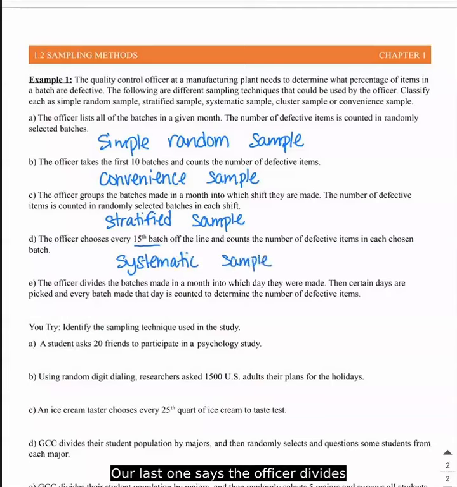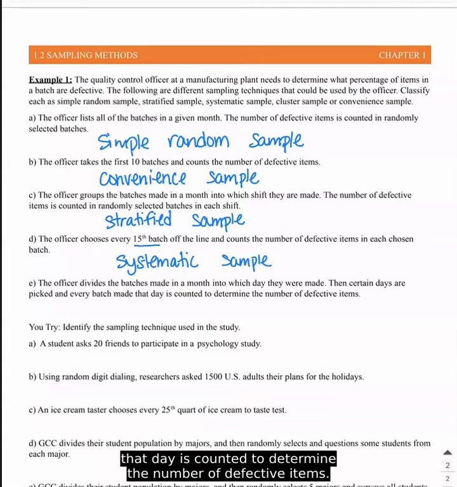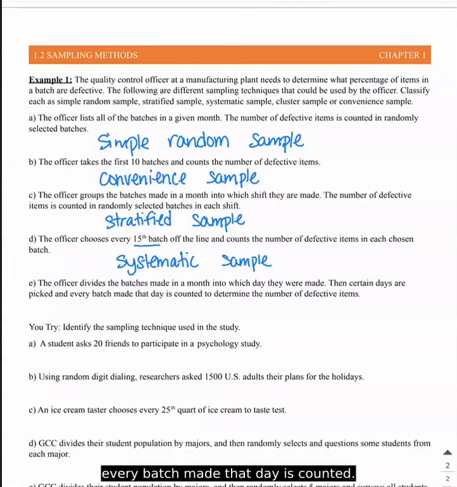And so our last one says the officer divides the batches made in a month into which day they were made. Then certain days are picked, and every batch made that day is counted to determine the number of defective items. So if you look at it, this is similar to letter C. C says shift, this one says day. And then it says certain days were picked, and every batch made that day is counted. So every batch made that day. So the idea is all. So this is going to be our cluster sample.